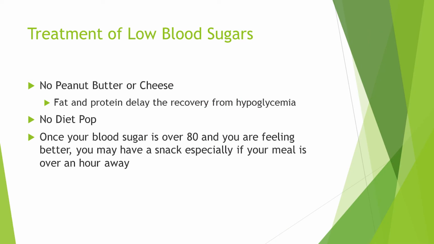Notice I didn't say peanut butter and crackers or cheese and crackers. Why is that? Well, peanut butter and cheese are made up of fat and protein. There's no carbohydrate in peanut butter and cheese, and fat and protein delay the absorption of carbohydrate. So when you use peanut butter and crackers or cheese and crackers, you're actually delaying your recovery from an episode of hypoglycemia. So it does not make any sense at all to use peanut butter, cheese, meat, things with fat and protein in them. Okay, and again, I mentioned earlier, no diet pop.